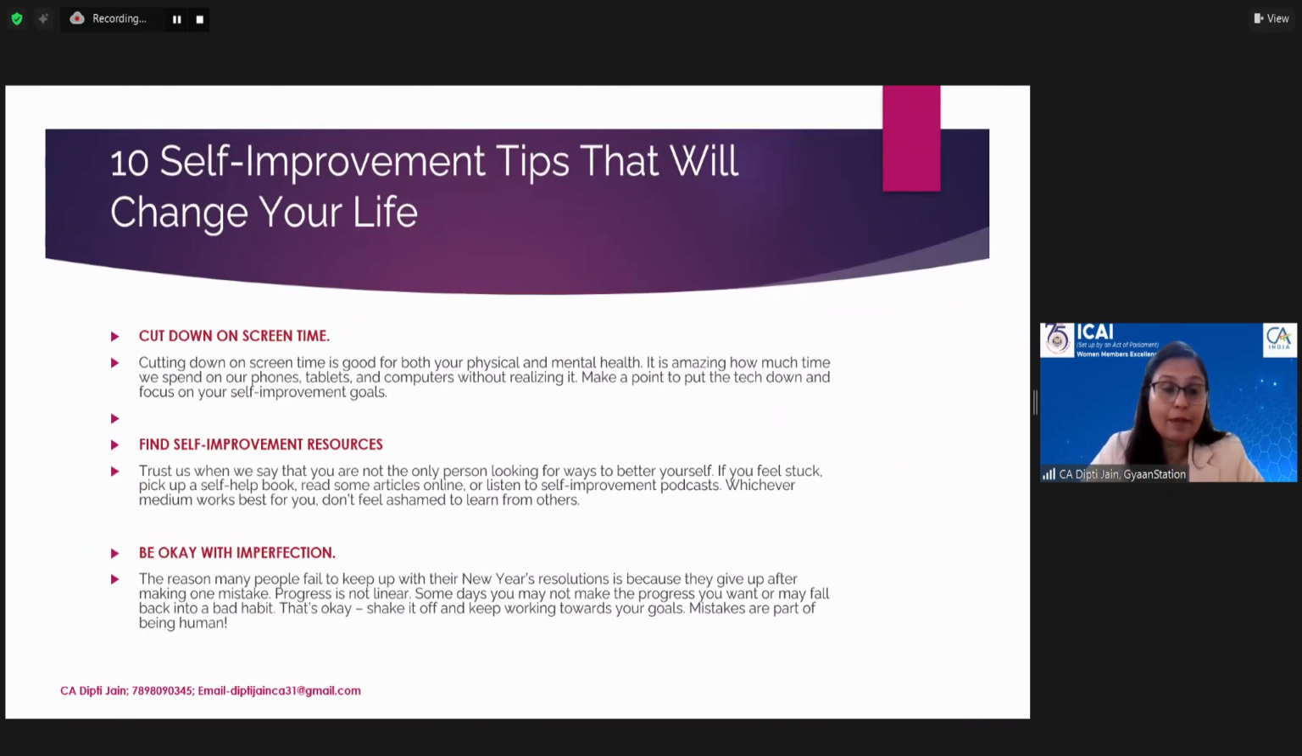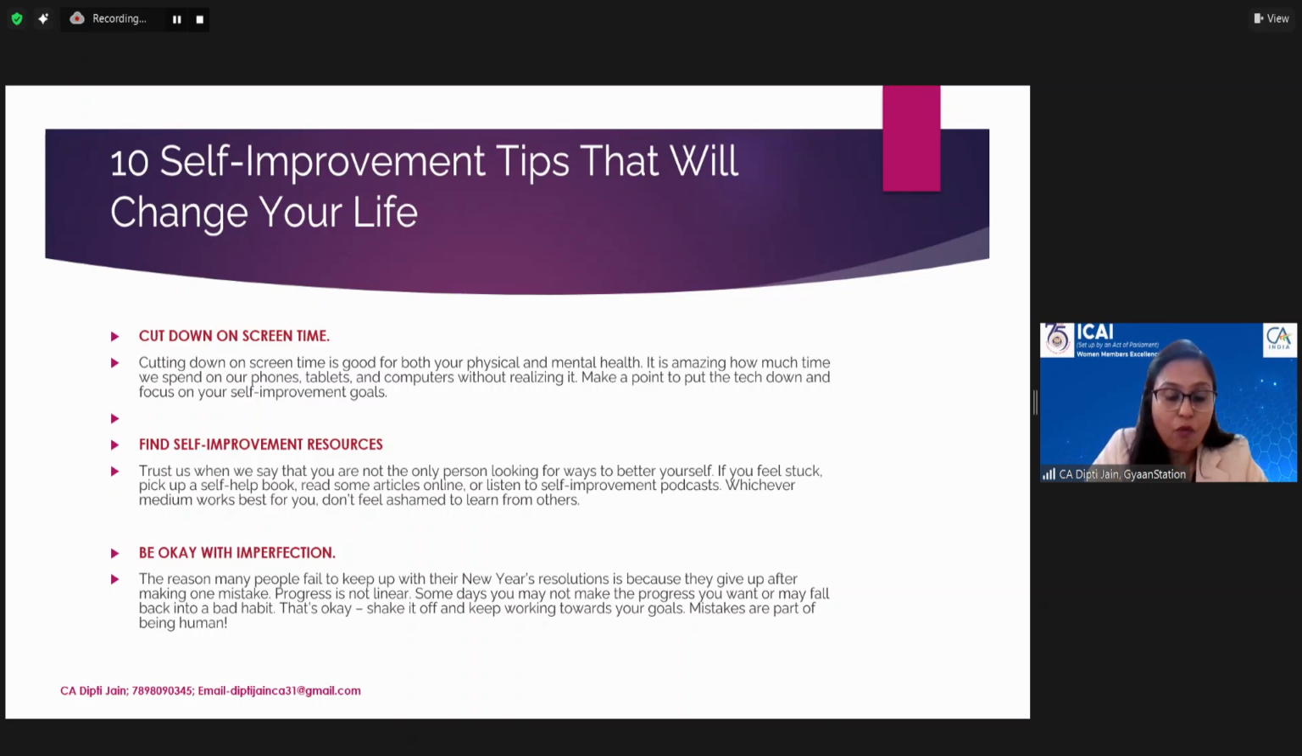Cut down on screen time. This is very important. We all are addicted to mobile, WhatsApp, Facebook, Insta, everything. But cutting down on screen time is very important for your mental and physical health. It's really amazing how much time we spend on our phones, tablets, or computers without realizing it. So make a point to cut down on tech and focus on self-improvement goals.